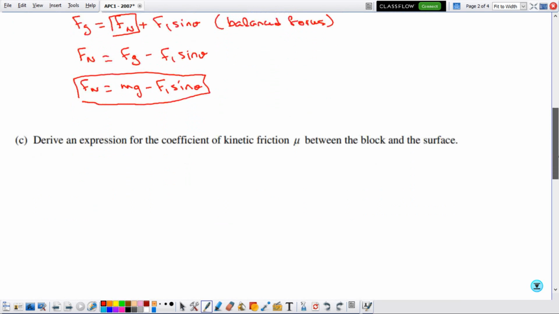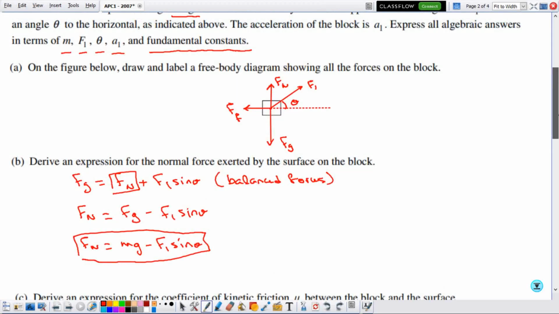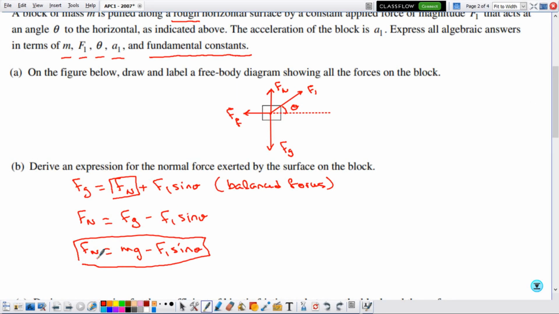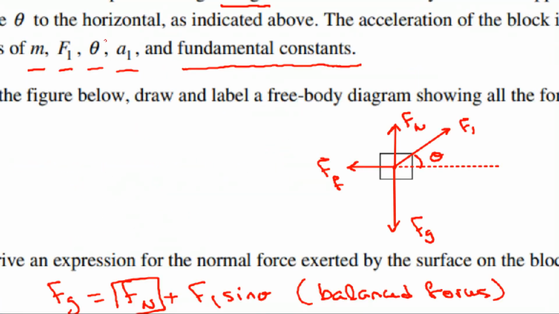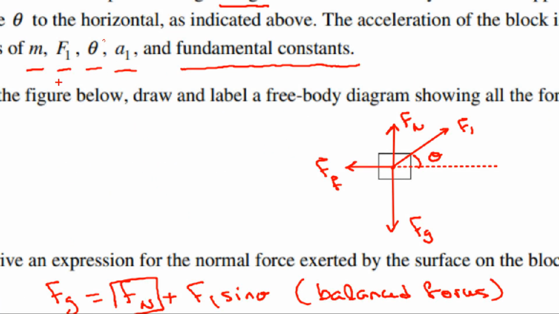Now in part C we need to derive, and sorry, you can always check that indeed our expression is given in terms of m. G would be represented as a fundamental constant, F1 and theta. However, for A, it's not necessary that our expression would be expressed in terms of all of these, alright?